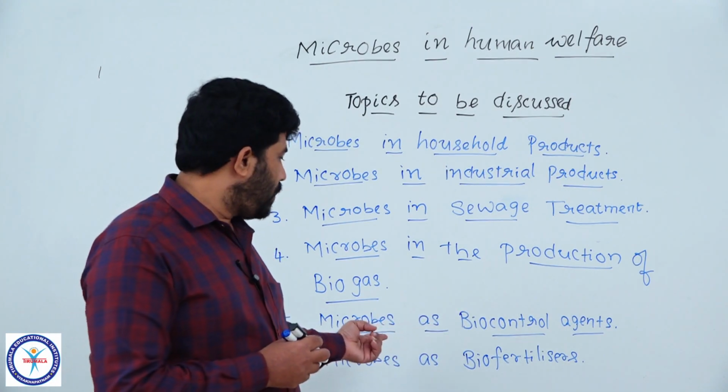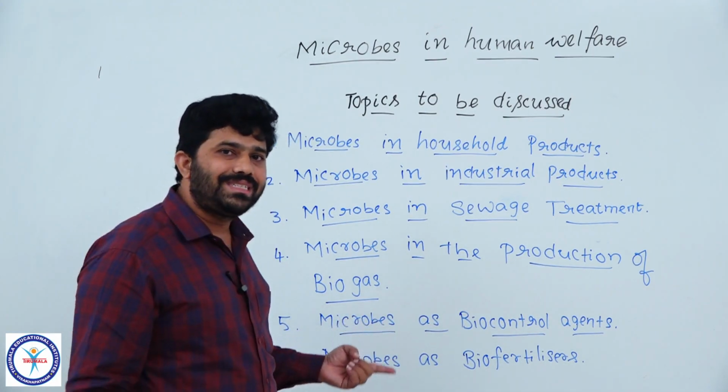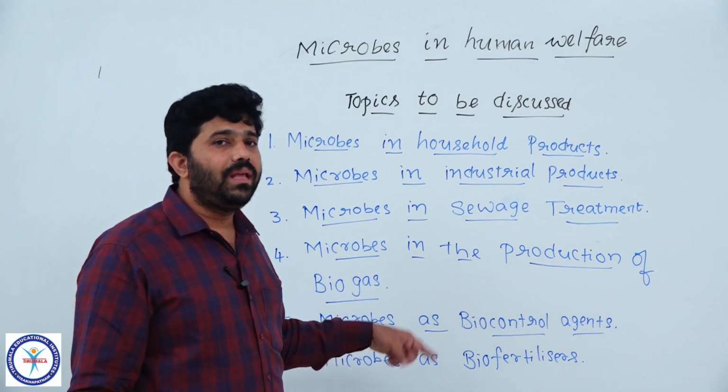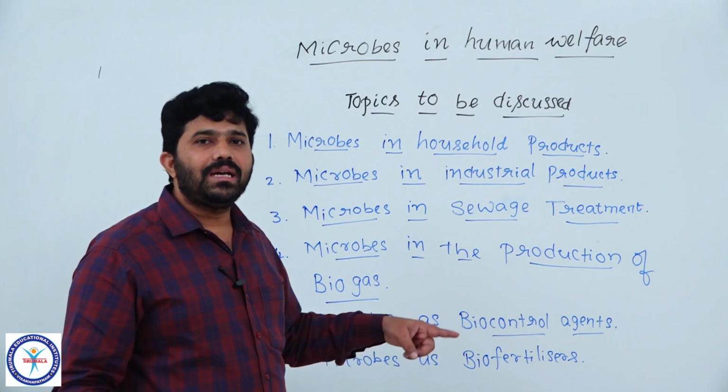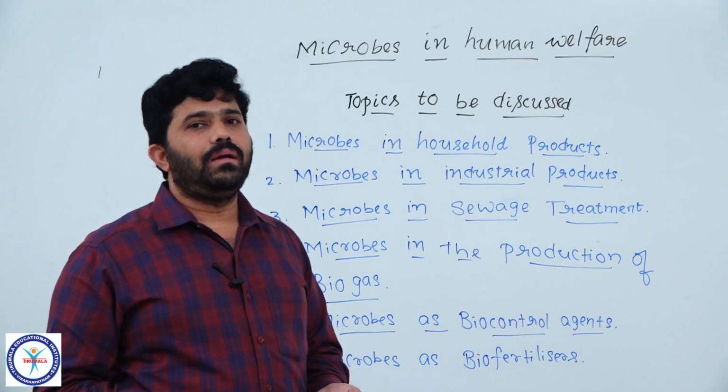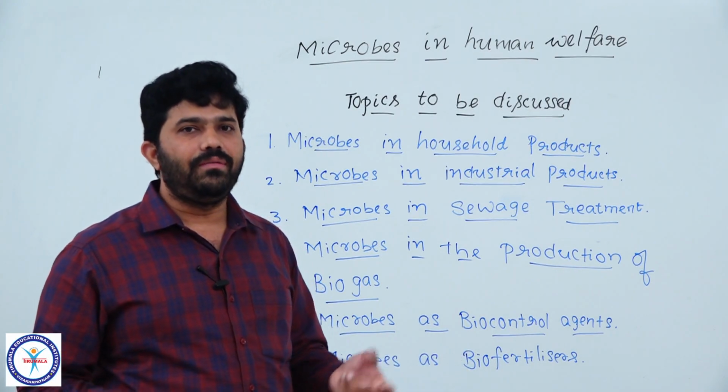Then, if you are using microbes to control those insect pests, they may not decrease the fertility of the soil. They may not change the fertility of the soil, and the soil may not turn into barren land or wasteland.